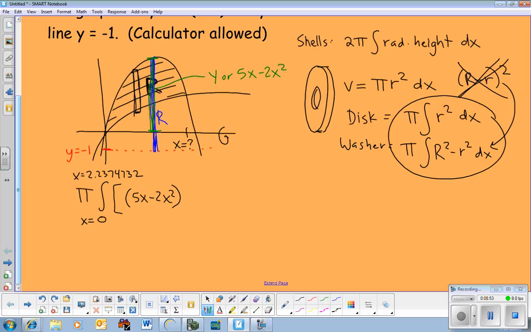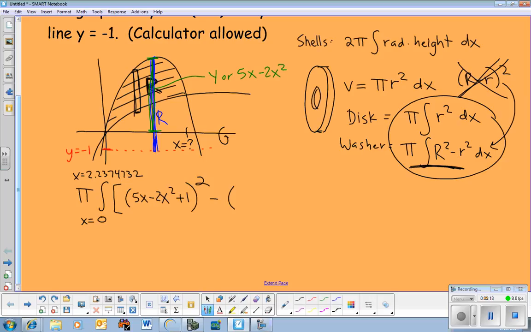That blue distance, however, is that plus 1. Stop those parentheses. 5x minus 2x squared plus 1. That's big R, and that needs to get squared. All right, that's what I'm filling in right here, big R squared. My big radius is the upper function plus 1. Now I need to subtract small r squared.